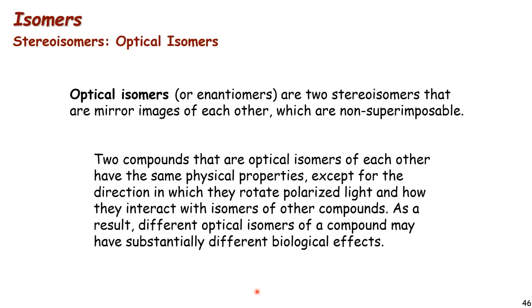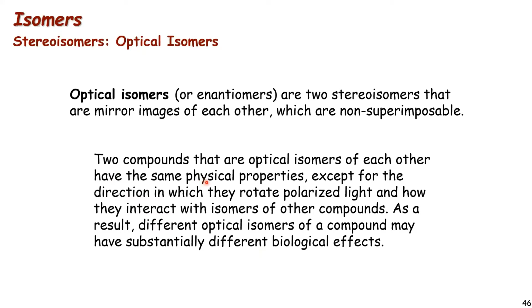So what does that look like? Well, first off, I want to say that two compounds that are optical isomers of each other have the same physical properties for the most part. This makes it bad, for example, in the pharmaceutical industry when they're trying to separate the isomers out of a mixture. For example, vitamin C has two isomers.